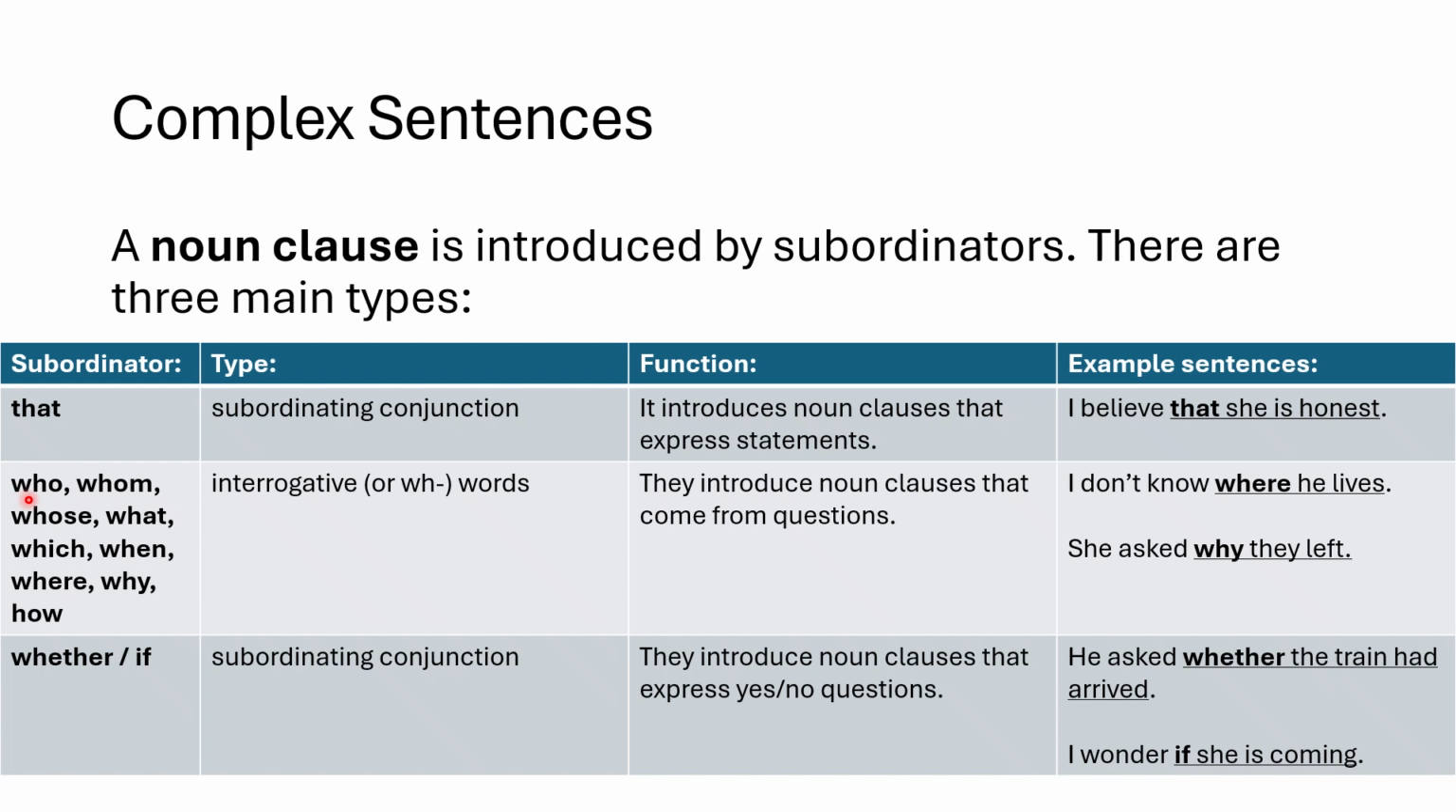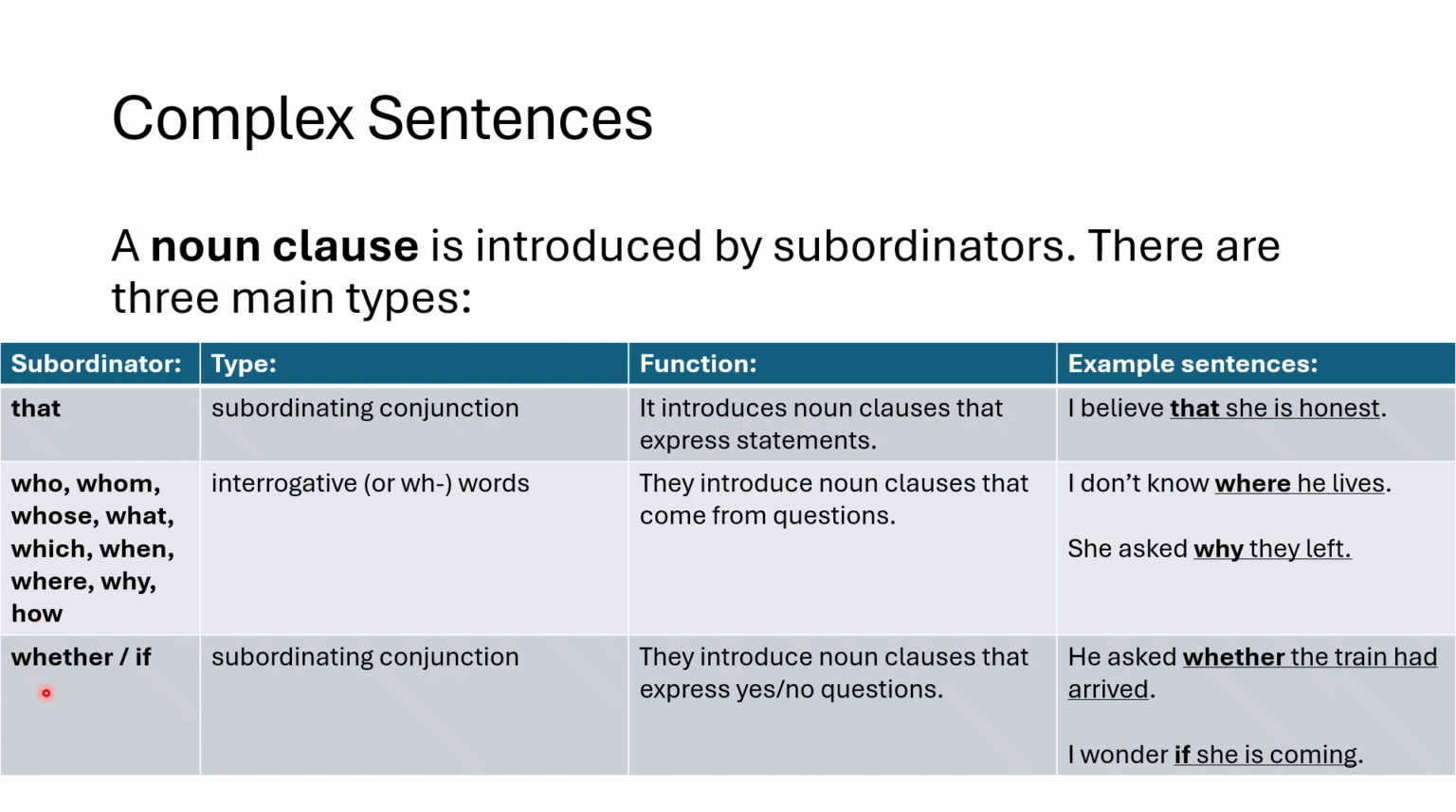The subordinators who, whom, whose, what, which, when, where, why, and how are interrogative or WH words. They introduce noun clauses that come from questions. For example, I don't know where he lives. She asked why they left.